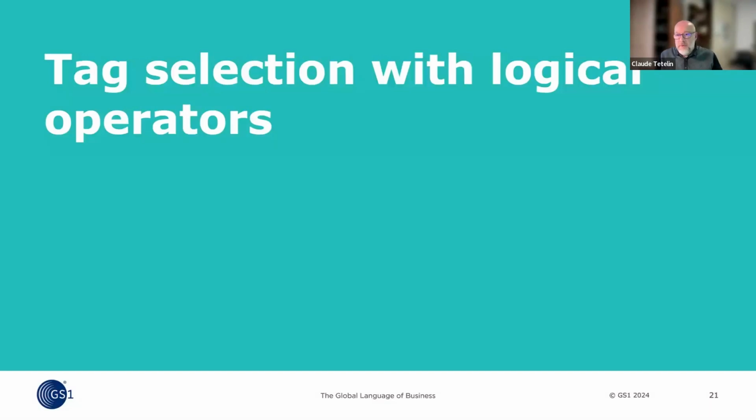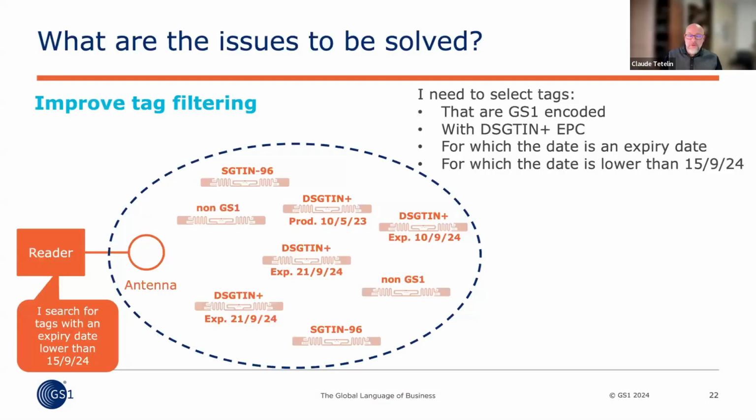Now let's say a few words about another very important new feature you can find in the query X and query Y commands of the air interface protocol, that includes the use of logical operators. So let's see how it works. Suppose you have in front of the reader a mixed population of tags with different encodings. Some tags carry GS1 data, others not.